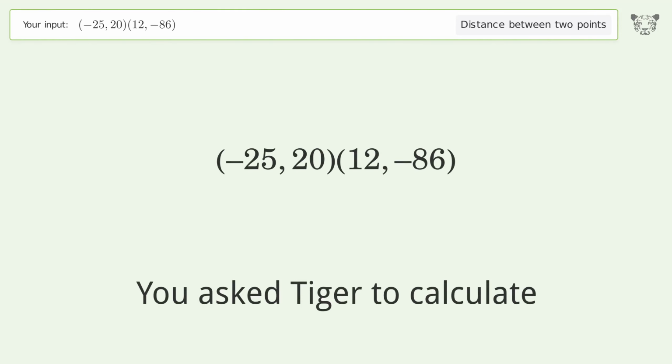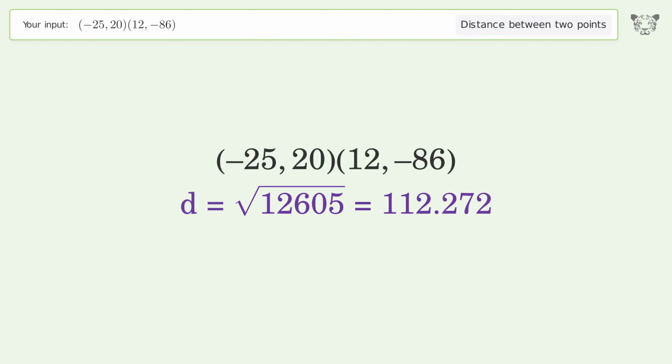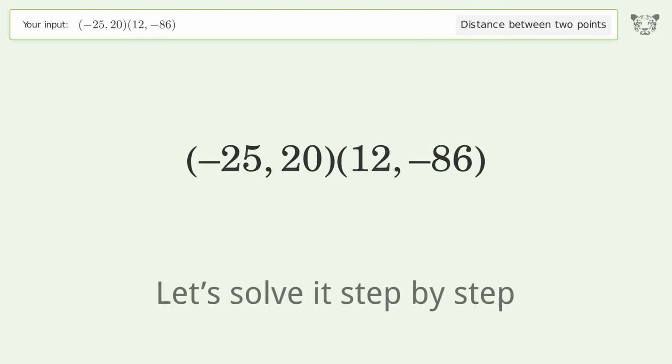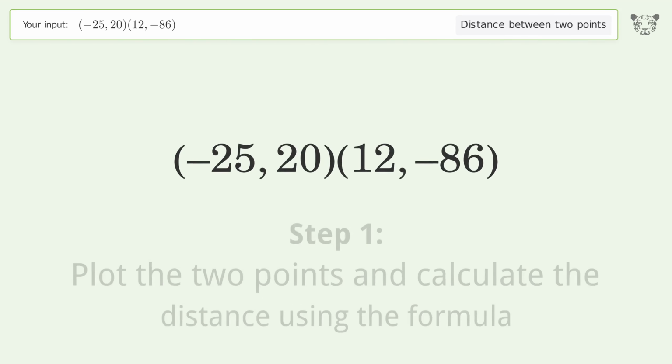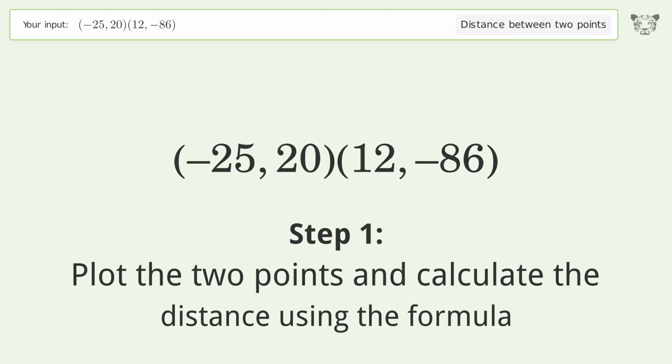You ask Tiger to calculate. This deals with the distance between 2 points. The distance between the 2 points is the square root of 12,605 or 112.272. Let's solve it step by step. Plot the 2 points and calculate the distance using the formula.